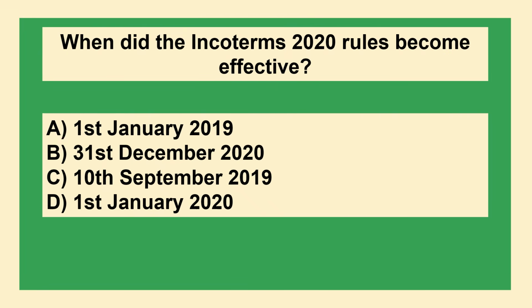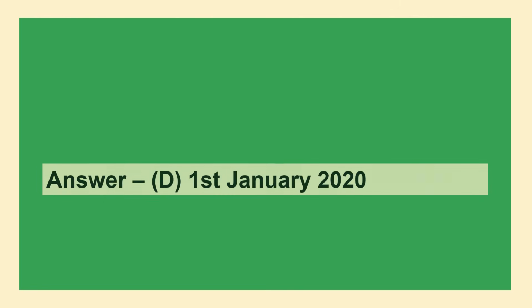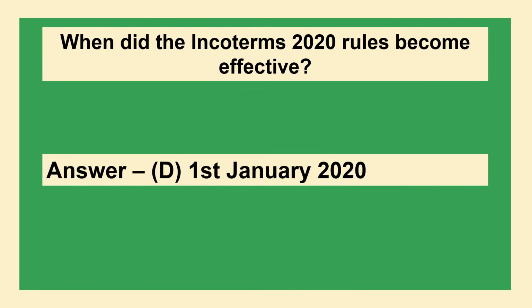Question: when did the Incoterms 2020 rules become effective? Option A: 1st January 2019. Option B: 31st December 2020. Option C: 10th September 2019. Option D: 1st January 2020. Answer option D, 1st January 2020.